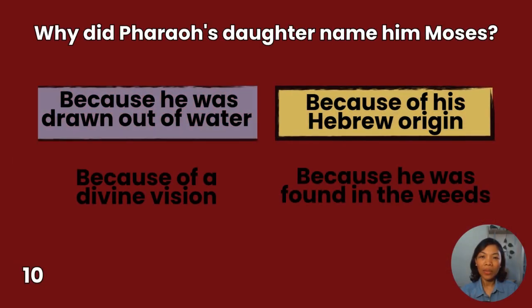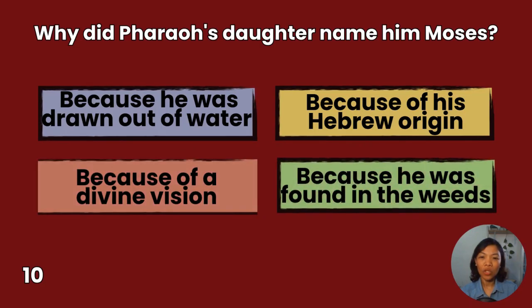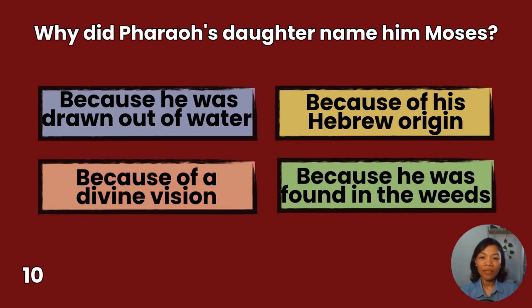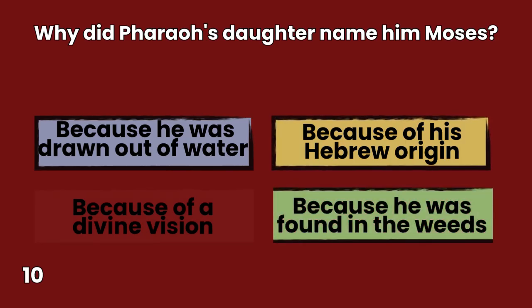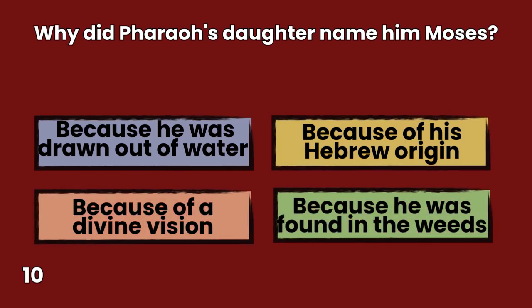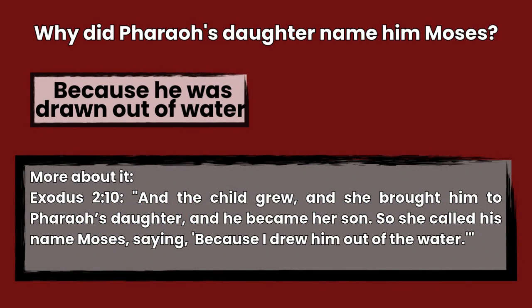10. Why did Pharaoh's daughter name him Moses? Because he was drawn out of water, because of a divine vision, because of his Hebrew origin, because he was found in the weeds. You have 10 seconds to answer. The answer is because he was drawn out of water, Exodus 2:10. And the child grew, and she brought him to Pharaoh's daughter, and he became her son. So she called his name Moses, saying, "Because I drew him out of the water."